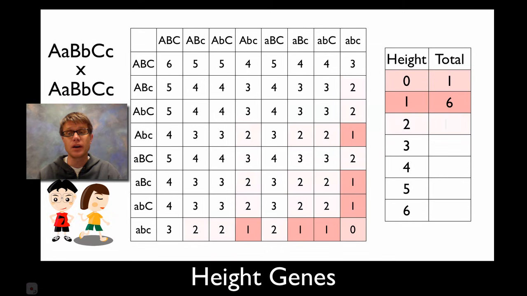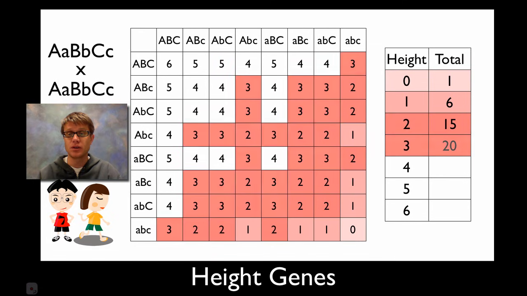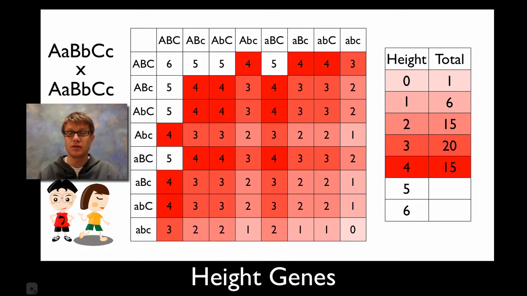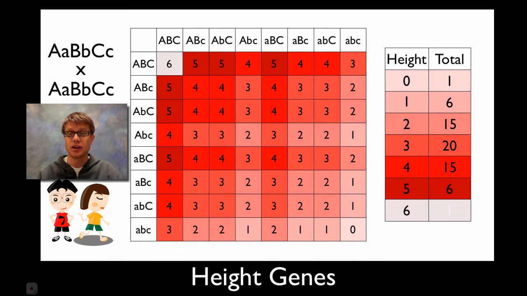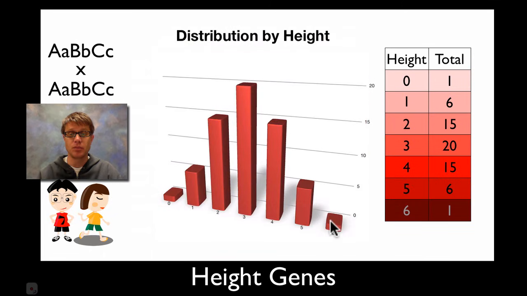But as we work our way up to 2s and 3s and 4s and 5s and 6s, we'll get that characteristic bell-shaped curve. Most of their kids are going to be of average height because they're of average height. That doesn't mean they can't have a really tall kid or a really short kid. It just means that they're probably going to have kids that are in the middle.